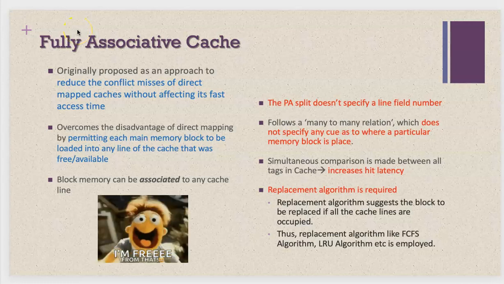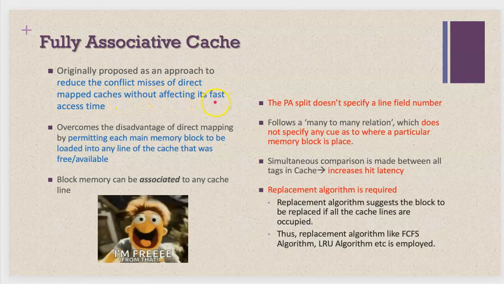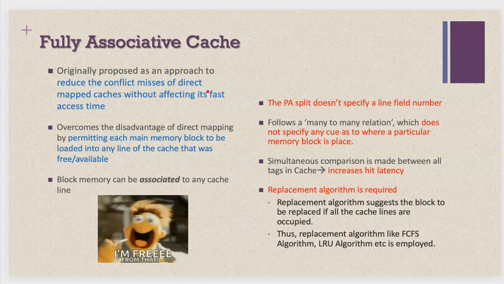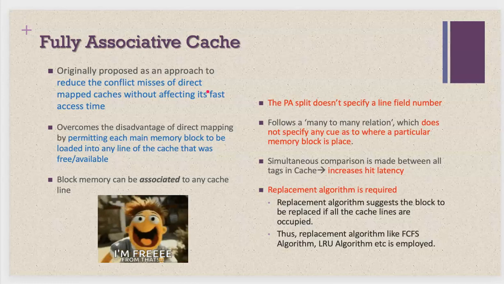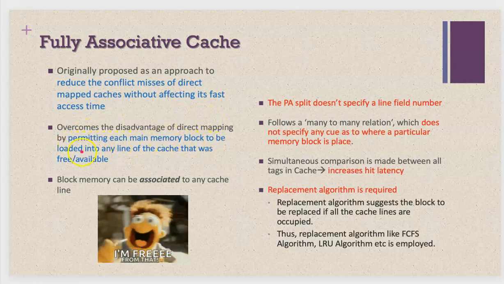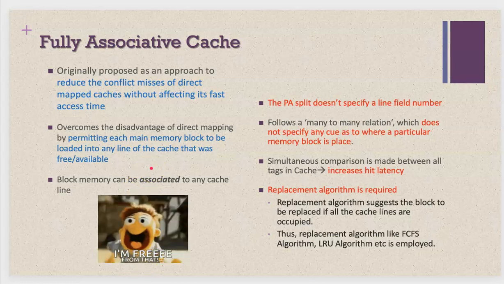Let's talk about fully associative cache. Fully associative cache is obviously the opposite of direct mapping. It was originally proposed as an approach to reduce the conflict misses of direct mapped cache without affecting its fast access time. Remember that we had the conflict miss, whereby we have two different tags mapped onto the same line, but sometimes the CPU wants a different tag and the cycle continues until the CPU asks for the same tag twice in a row. So to overcome the disadvantage of direct mapping, each main memory block is permitted to be loaded onto any line of the cache that is free or available, hence the GIF over here. I am free from the direct mapping organization.